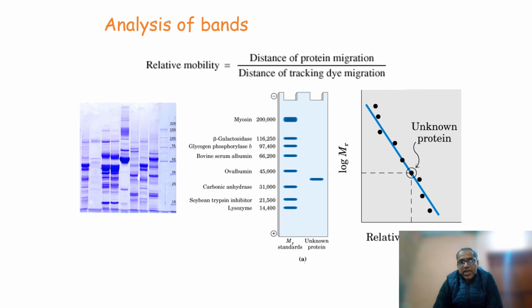The silver staining procedure has higher sensitivity, and the gel will look like this. That is the silver stained gel, while the Coomassie blue stained gel will look like this, where the proteins will be visible as blue bands on the clear background of the gel. Here you can see the ladder of the protein, while these are the different proteins.